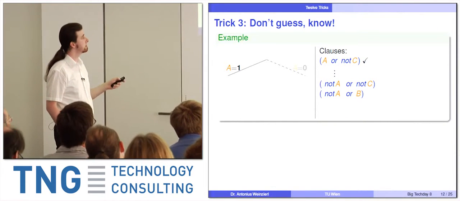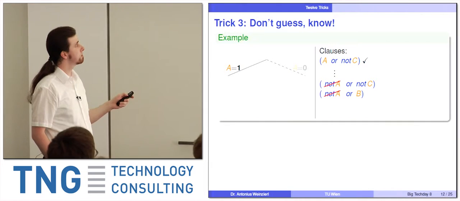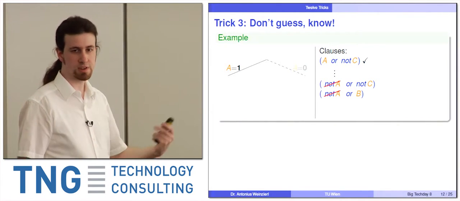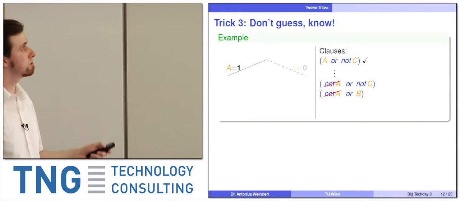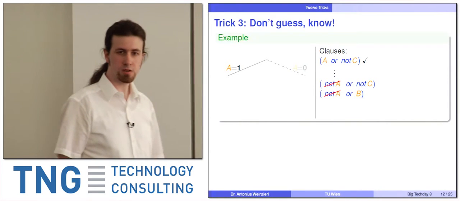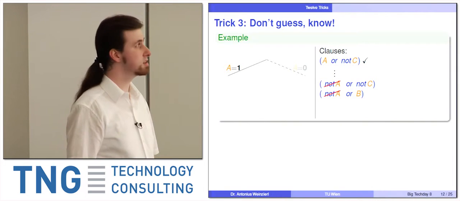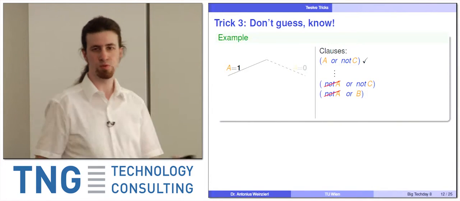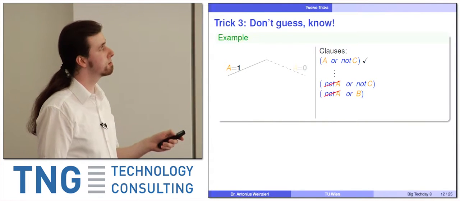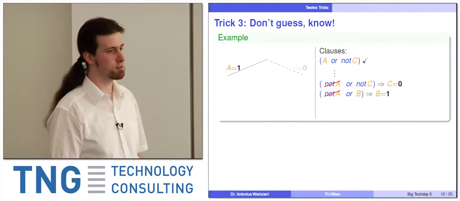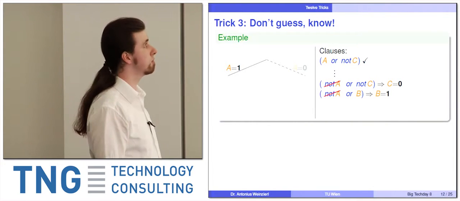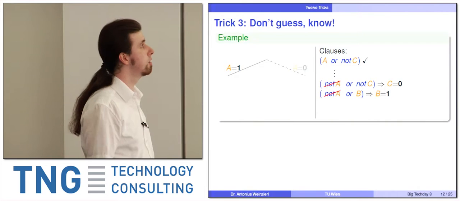In this case, because this A can no longer contribute to making the clause satisfied, we now know there is only one variable remaining, which has no value yet. So this means we know which value to pick, because otherwise it would be wrong. So we now directly know that C must have the value false and B must have the value true, without guessing.